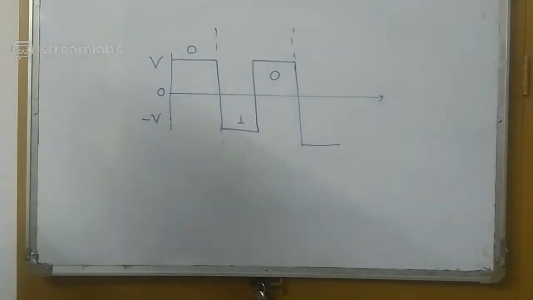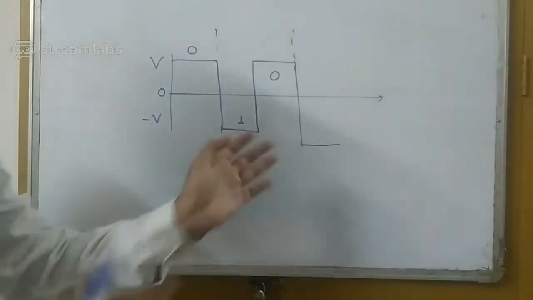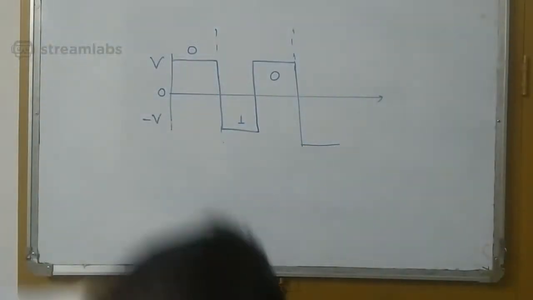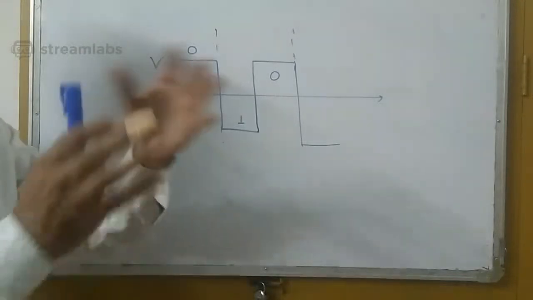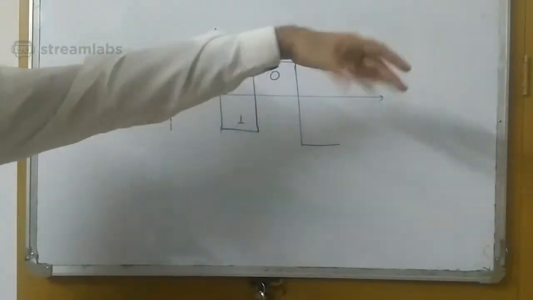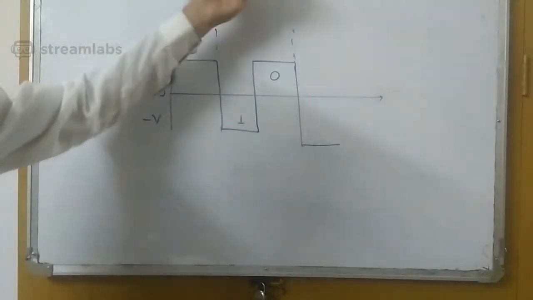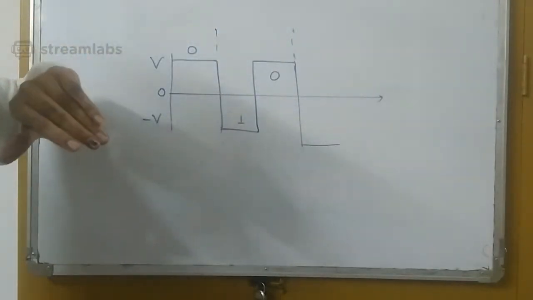Because the positive and negative voltages will cancel the effects. That is the meaning of it. Both positive and negative voltages will cancel with each other, and in the end it will be at 0. This is an advantage compared to the unipolar NRZ scheme.